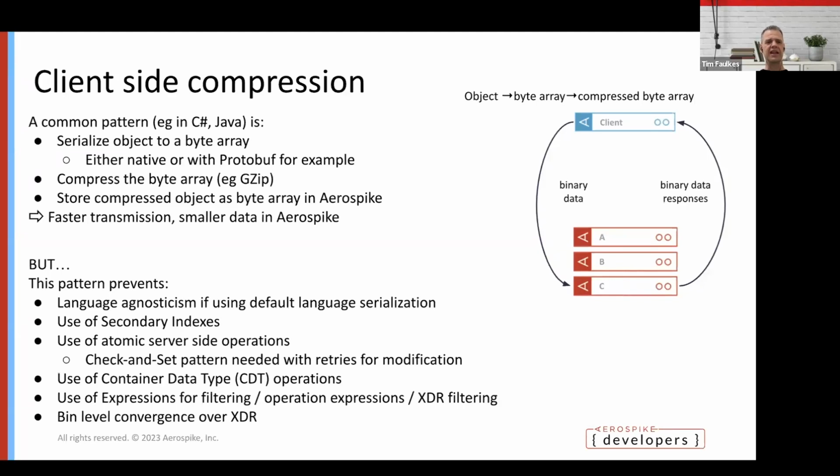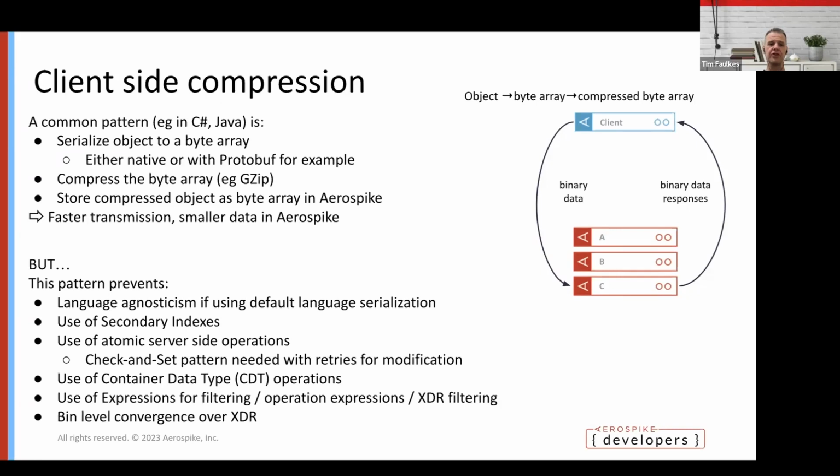We also have things like container data types. I want to manipulate an object. I want to say, hey, I've got a list of addresses and I want to update the zip code on the third address. The container data types, or CDTs, inside Aerospike can do that very easily. It's an atomic operation. You just send a very small network packet to a server. It changes the data and just returns the result. It's minimal traffic and it's very, very fast. You avoid all of those. You can't use any of those if you're using this binary serialization.